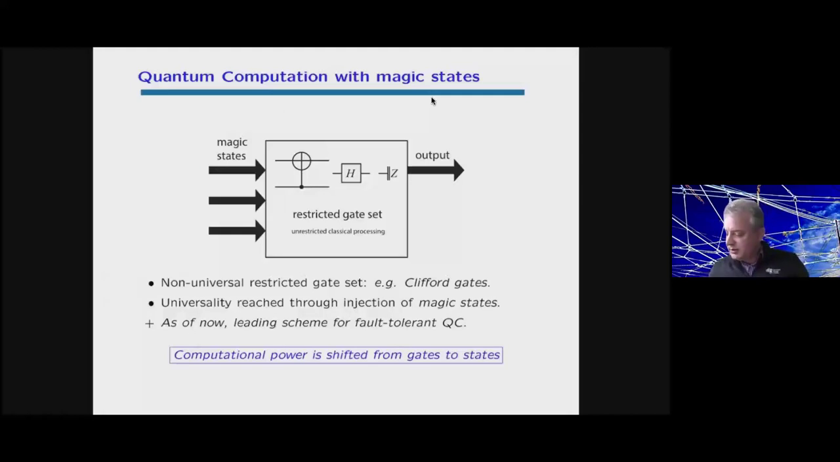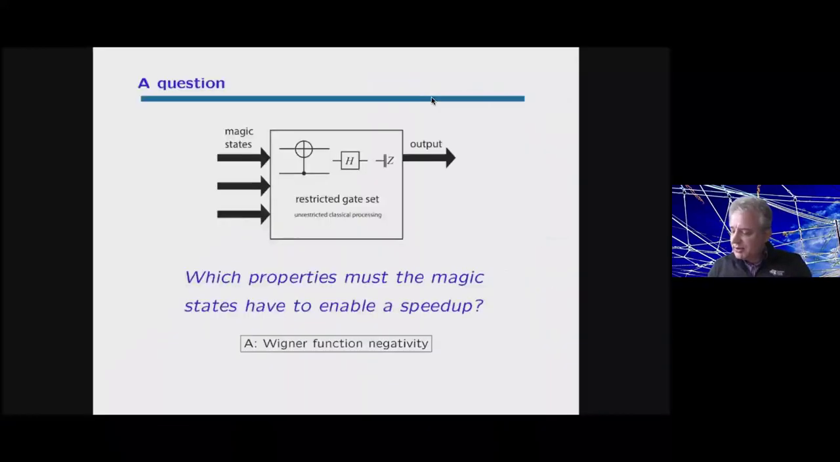What we observe is that computational power is shifted from the gates, which are now restricted, to the states. And so a question that comes up is, which properties must the magic states have to enable a quantum speedup? An answer that people have found, chiefly the Joe Emerson group, is that these magic states must have negativity in their Wigner function. Otherwise, they cannot give a quantum speedup.